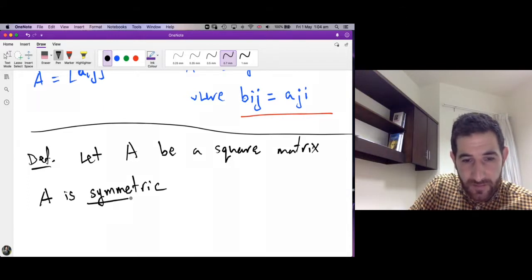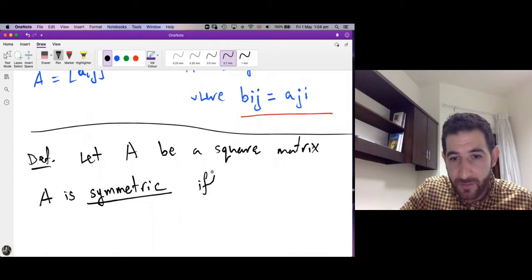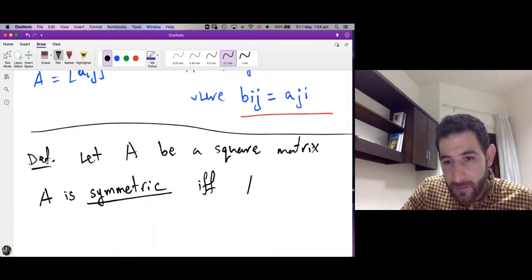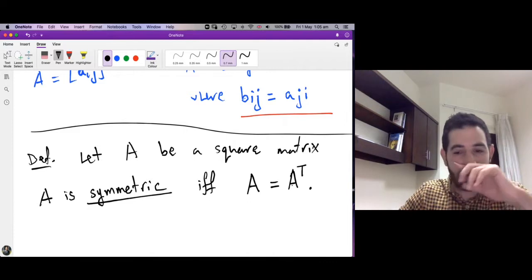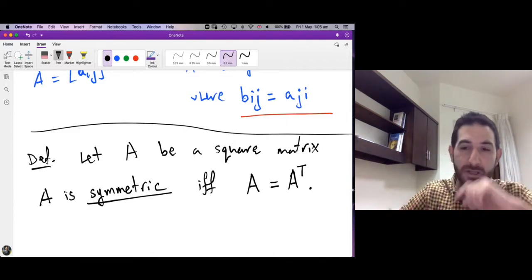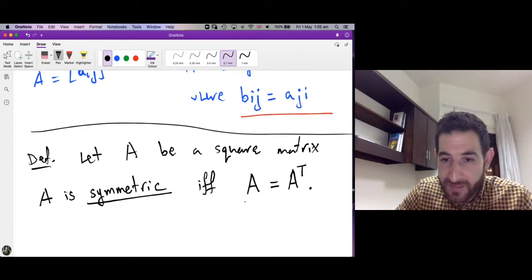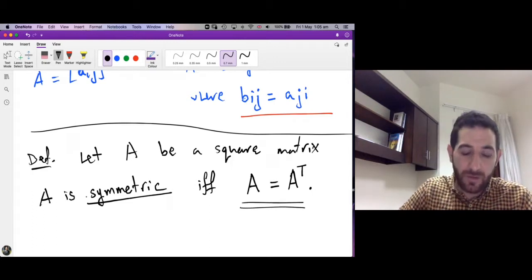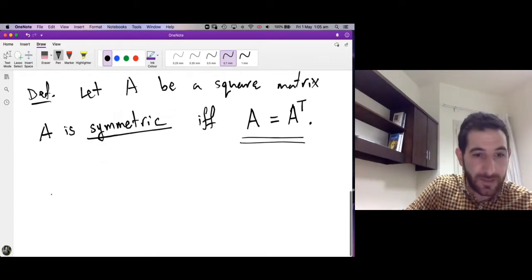So this is the definition of today. A is symmetric if and only if A is equal to the transpose of itself. So if you start with A and you take the transpose, which means you make the rows columns, then you get the same matrix. So if this happens, then you call the matrix symmetric. If not, then it's not symmetric. So let's take an example.